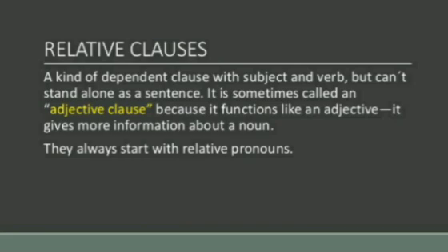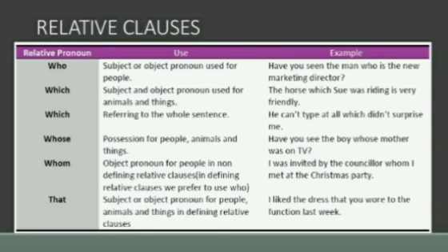Now relative clauses: a kind of dependent clause with a verb and subject that can't stand alone as a sentence. It is sometimes called an adjective clause because its function, like an adjective, is to give more information about a noun. They always start with a relative pronoun. So relative clauses are also known as adjective clauses, and the way to identify them is that they always start with relative pronouns. Have a look at the examples.